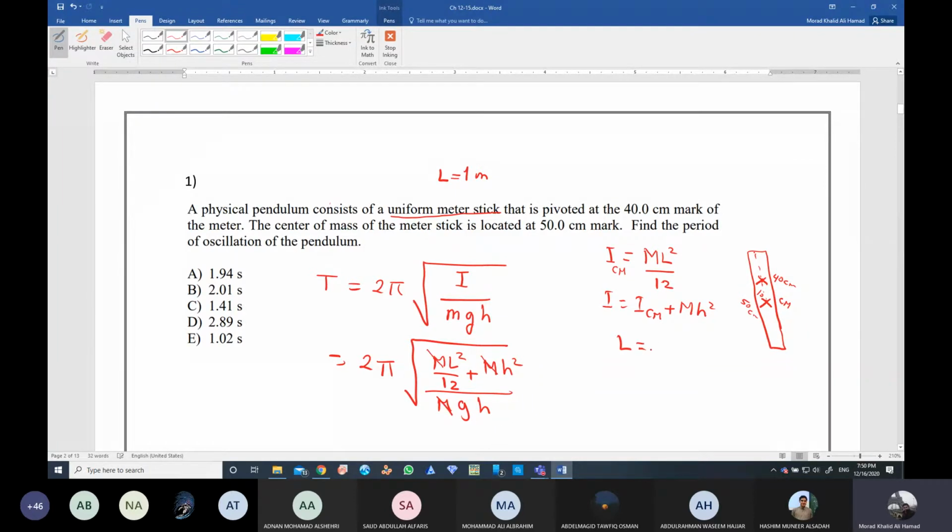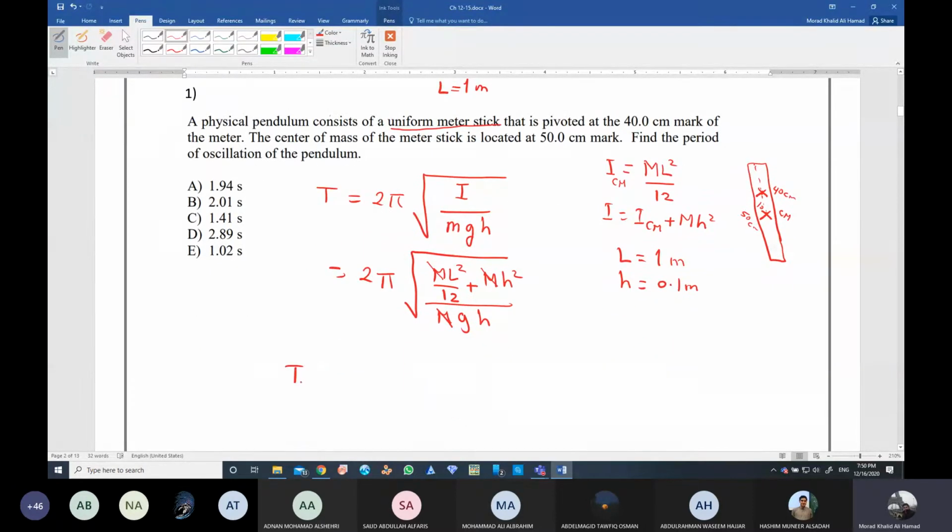And we know that L is equal to 1 meter, h is equal to 10 centimeter, which means 0.1 meter, and we have g. So just substitute these amounts. So we have 2 pi square root of (1 squared, which is 1 over 12, plus 0.1 squared) divided by (9.8 times 0.1). And if you calculate this quickly, you can find the answer is about 1.94 seconds. Kindly, if anyone has a calculator, check with me during this session.